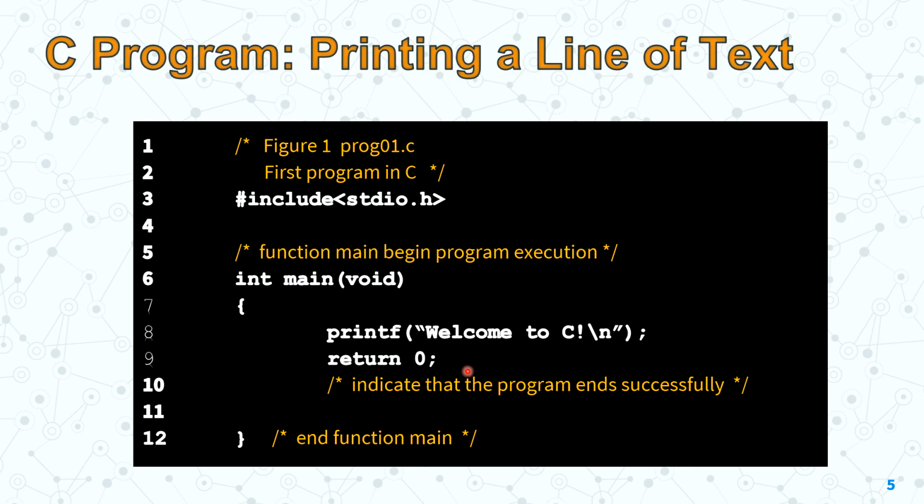After that, we have return 0. This return 0 statement indicates that the program has finished executing successfully. Returning 0 tells the operating system that there were no errors during execution. Finally, the closing brace. The closing brace marks the end of the main function and the end of the program.